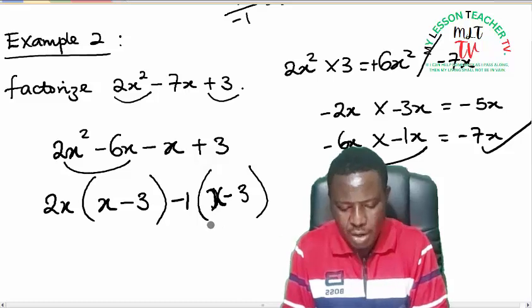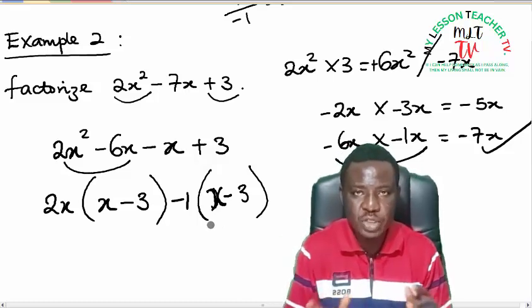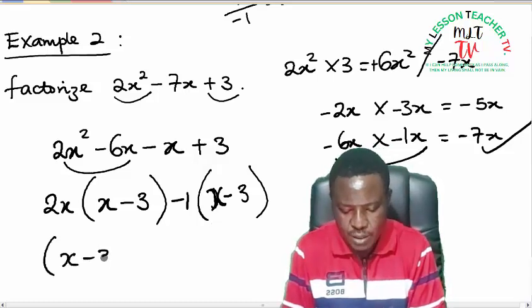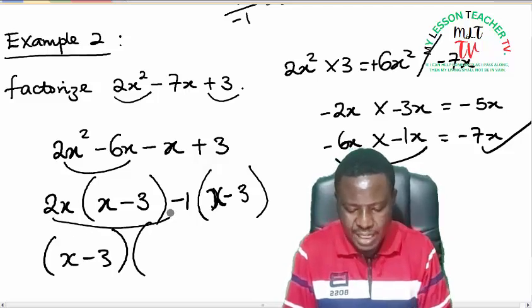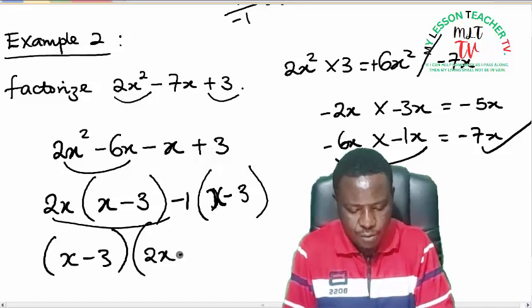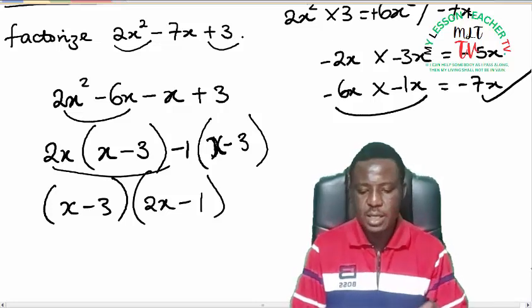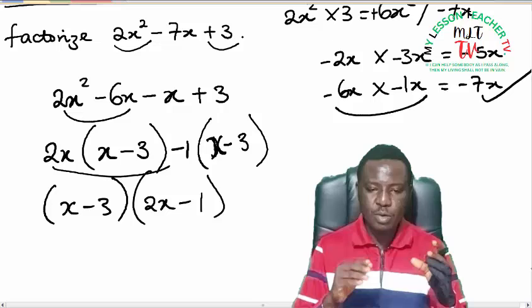So, this now can also be factorized out. That is x minus 3, because x minus 3 is common in both terms. So, we have it as bracket x minus 3 into, when you factorize out bracket x minus 3 from here, you'll be left with 2x. And when you do the same here, you'll be left with minus 1. So, this is what you will get when you factorize 2x squared minus 7x plus 3.